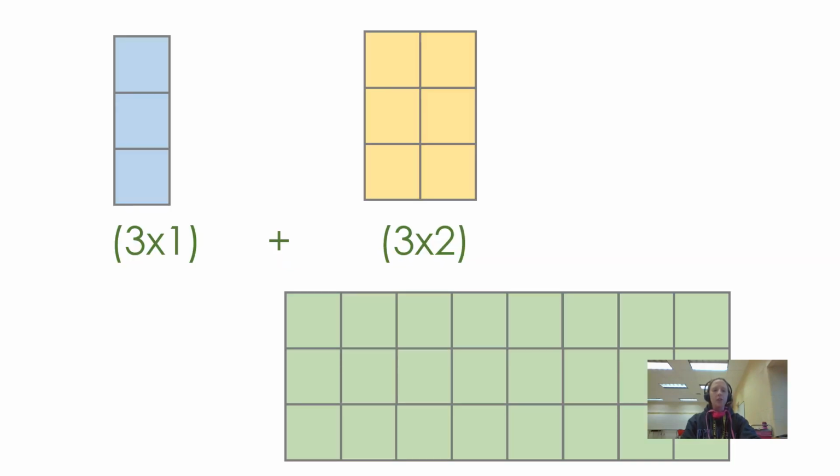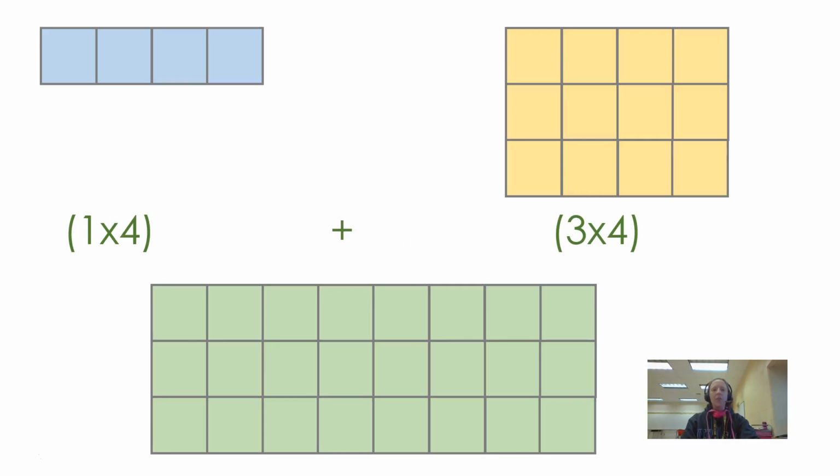The first distributive property number sentence states 3 times 1 and 3 times 2. Let's look at the arrays. Each array will have 3 rows, and the first array has one column, and the second array has two columns. When the two arrays are combined, do they look the same as 3 times 8? No, they do not.